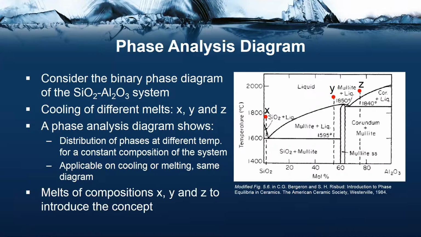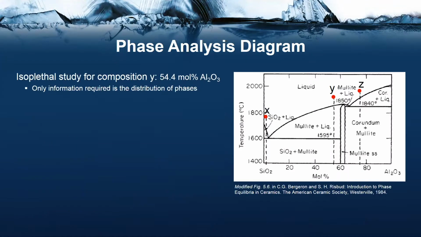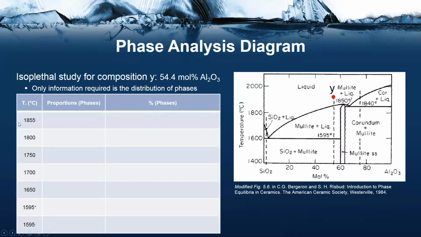In order to construct the phase analysis diagram, we have to make an isopletal study. In this case, we'll do it for the composition Y, which has 54.4 mole percent Al2O3, and therefore I will remove this X and Z. The only information required for the isopletal study is the distribution of phases. So therefore, we can draw this table right here, which is a condensed form of the full isopletal study. In this table, you can see that we have the temperature, we have the proportions of the phases, which will represent the measurements done in the figure, and then we have the distribution of the phases as the last column.